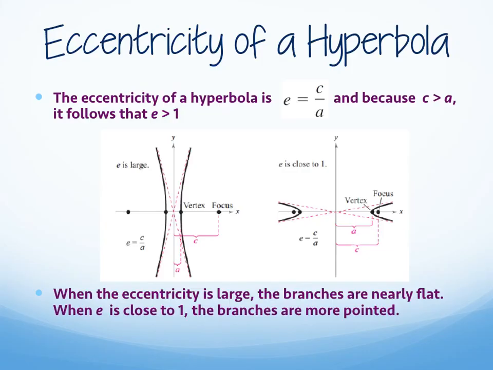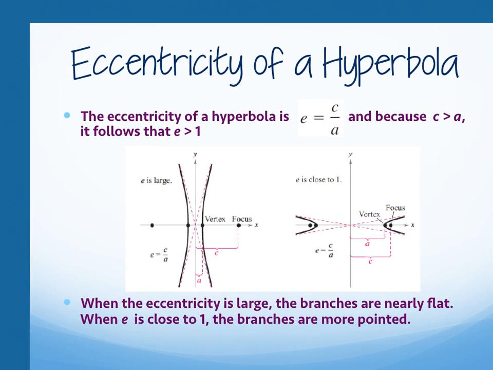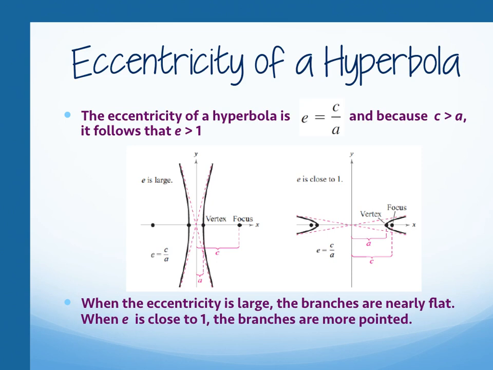Okay, last thing we're going to talk about today is eccentricity of a hyperbola. So the good news is the formula is the same as it is for an ellipse. It's c over a. The difference is because c squared is always going to be bigger than a squared, right? Because c squared equals a squared plus b squared for a hyperbola. The difference is that this will always be bigger than 1. So with an ellipse, it's between 0 and 1. With a hyperbola, it's going to be bigger than 1.